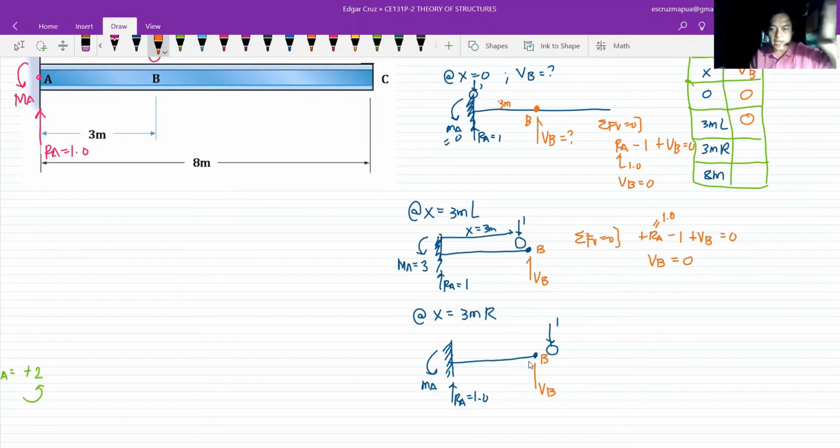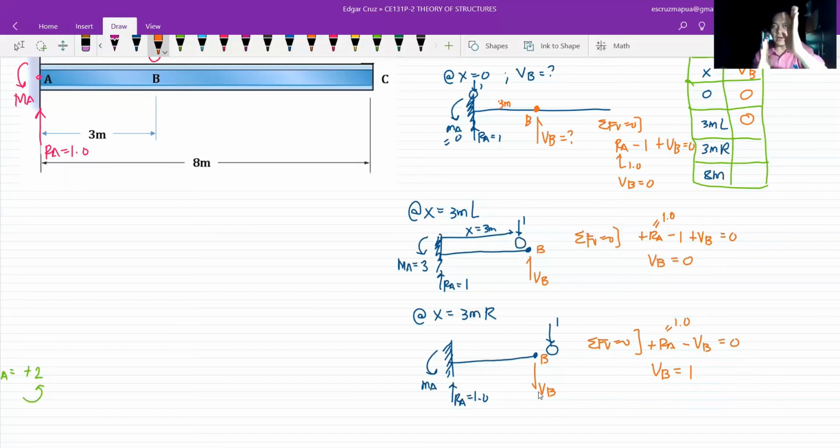So considering the left segment, summation of forces vertical equal to zero. So I will have pataas RA, so malamang para mag-equilibrium pababa tong shear B, minus shear B, wala na, everything equal to zero. E yung RA natin is equal to 1. So therefore, ang shear natin sa B would be equal to 1. Okay? So 1 siya. Now, pababa, diba? Pababa yung shear sa B.